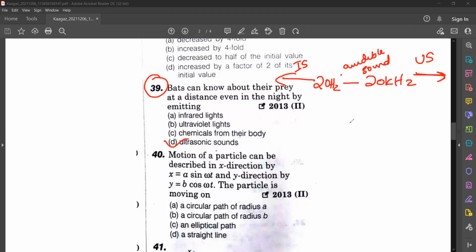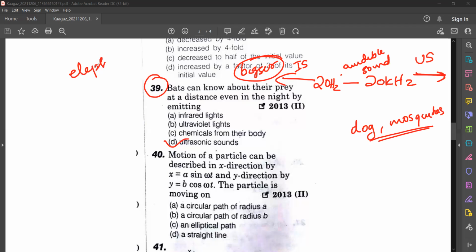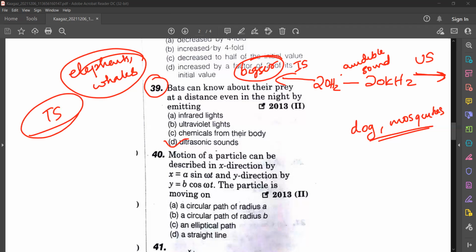Then other than bats, who is able to hear ultrasound? Most mosquitoes, dogs, etc. can detect ultrasound. Okay. Now what about infrasonic sounds or infrasonic waves? Infrasonic waves are mainly produced by animals which are bigger in size. Animals which are bigger in size will be producing infrasonic waves. For example, elephants, whales, etc. have the ability to produce infrasonic waves.